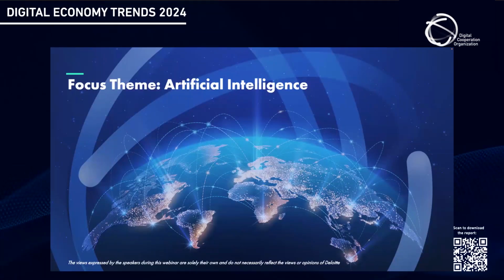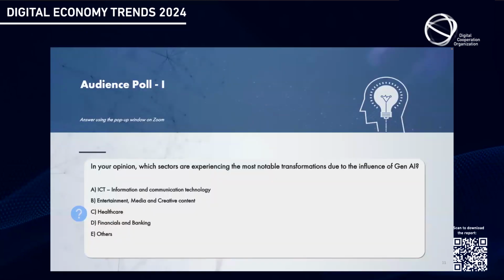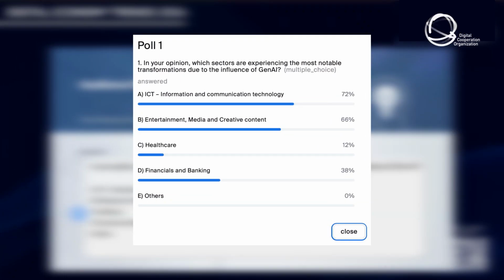In your opinion, which sectors are experiencing the most notable transformations due to the influence of Gen AI? Is it the ICT sector, entertainment, media and creative content, healthcare, financials and banking, or any other sector? All right. I can see some results coming in. The poll shows that 72% of respondents are noting that the ICT sector is experiencing significant transformation.